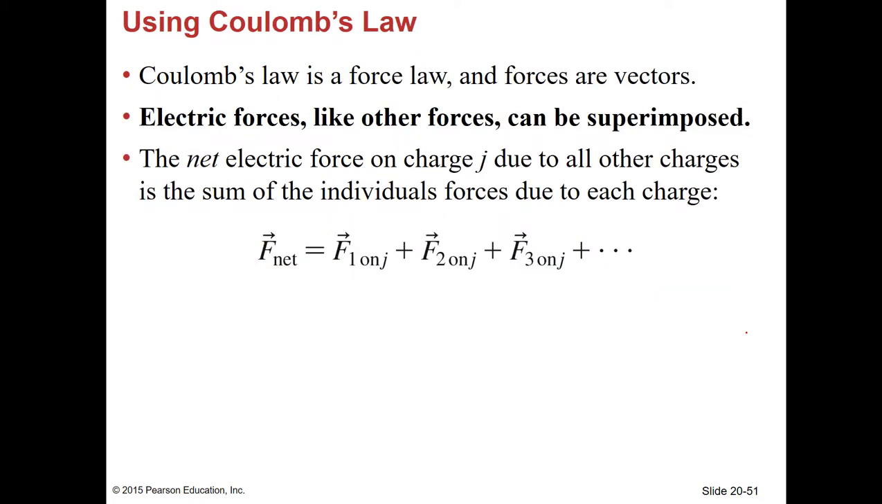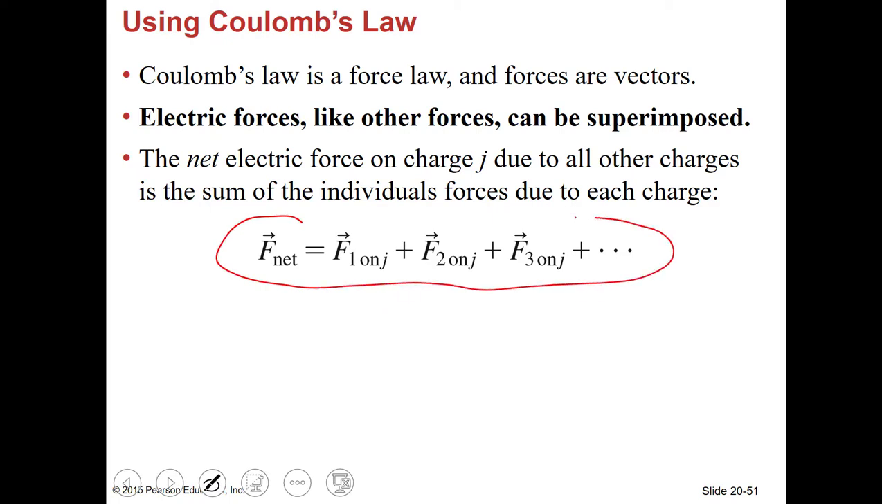So Coulomb's law is a force law. The forces are vectors, as you know, so you'll have to figure out the direction based on whether they're like charges or opposite charges. And then there can be more than one force, right? Just like we did in Physics 220. So to figure out the net force on something, you have to add up all the forces.